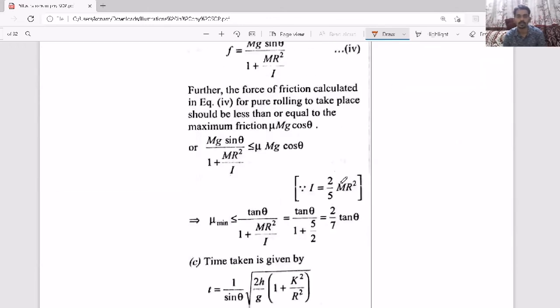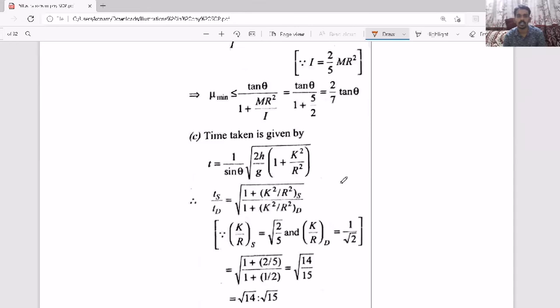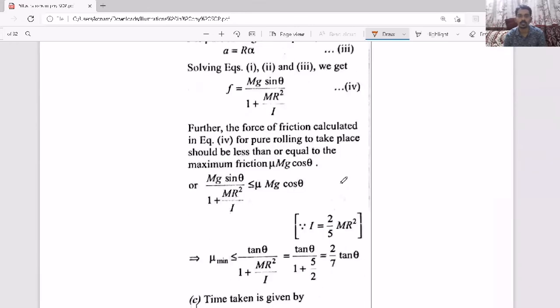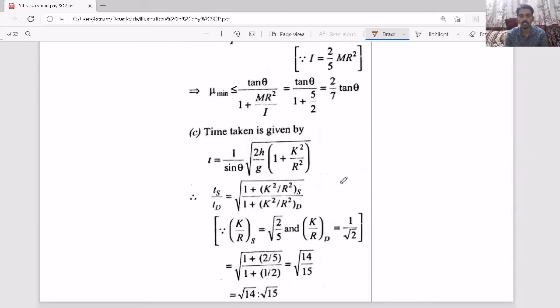So here I have given the solution also. See here, one is for the condition of minimum coefficient, another is for the ratio of time taken to reach the ground. So they have taken the formula and applied it, right? So this is how to think in a small manner. Try to remember each formula.